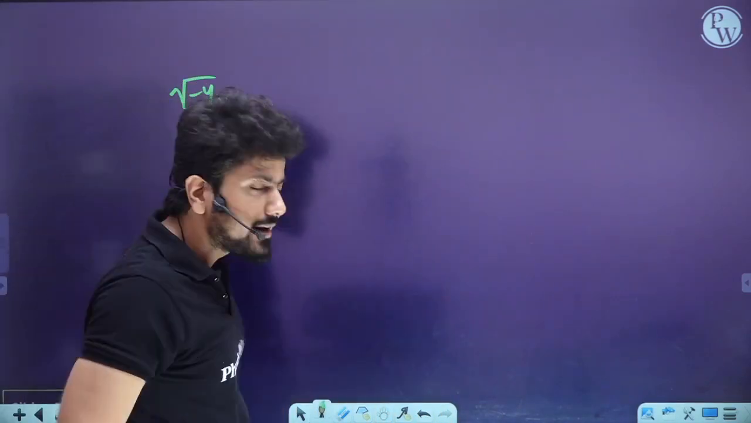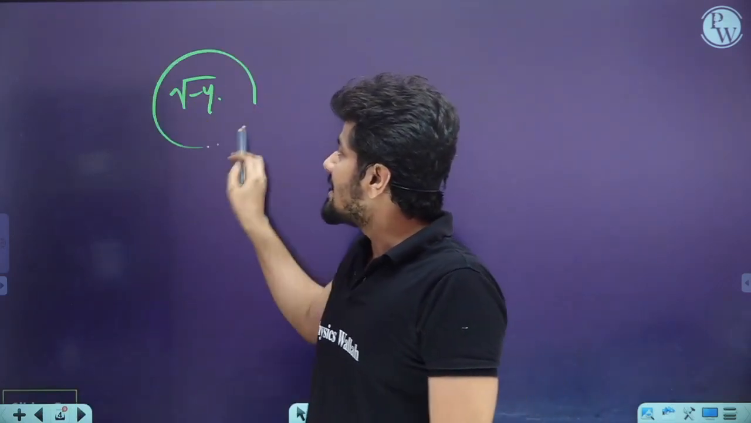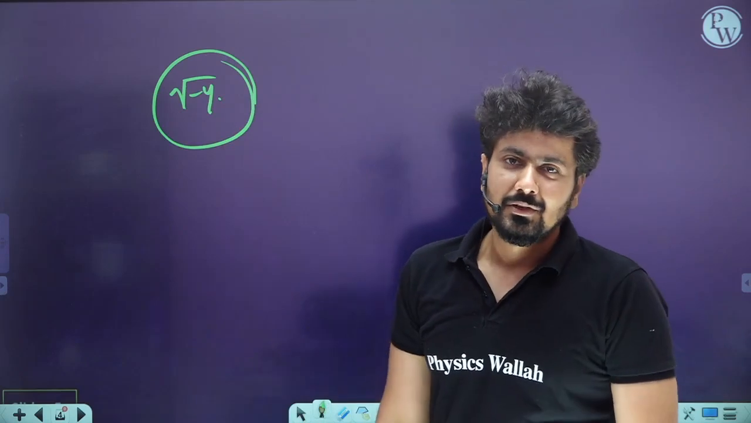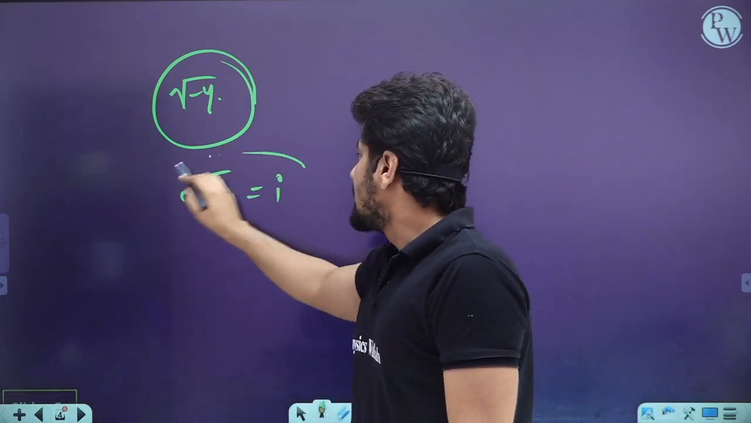Root of minus 4, this is not a real number. We are not allowing this in a real number. So what is this number? This number is an imaginary number. Under root of minus 1, we call it iota. We write it as iota.